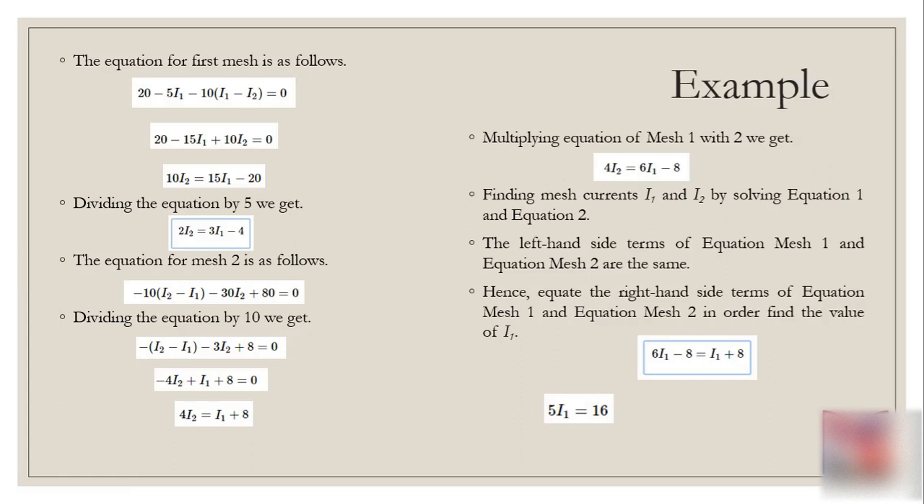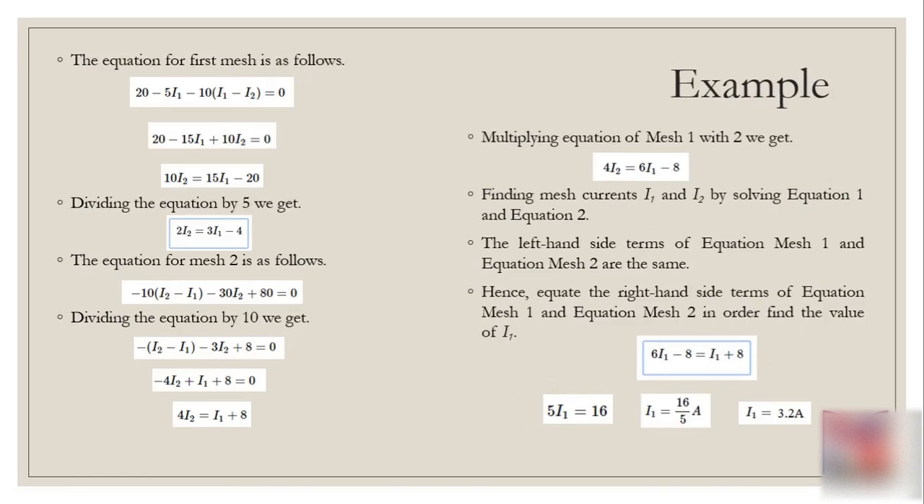So we get 5I1 is equal to 16. We move 8 to the right hand side and I1 to the left hand side. This will become positive at the right hand side and I1 will become negative at the left hand side. So we have 5I1 is equal to 16, which can be written as I1 is equal to 16 by 5, which is equal to 3.2 amperes. So I1 is found to be 3.2 amperes.